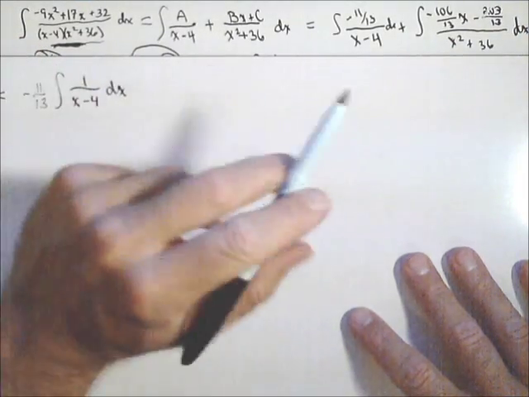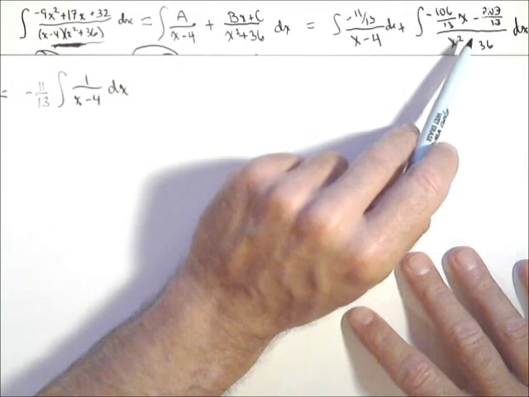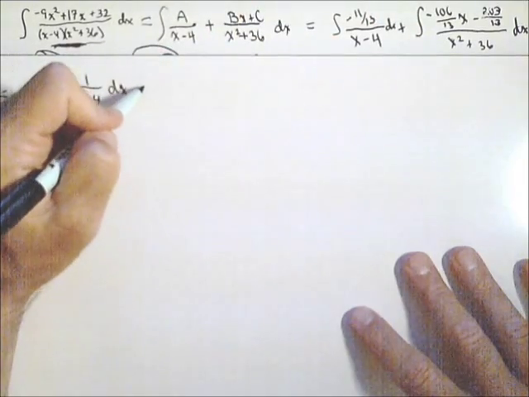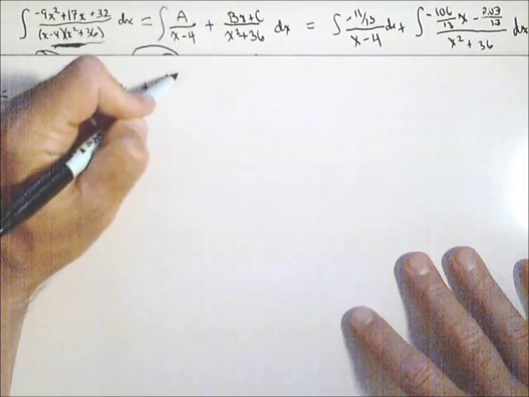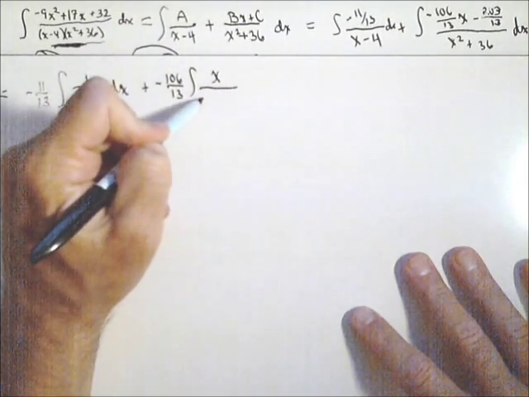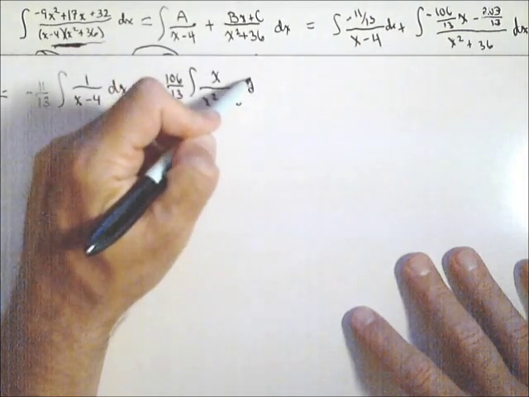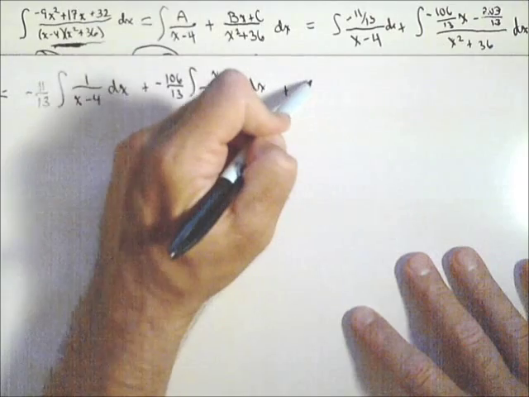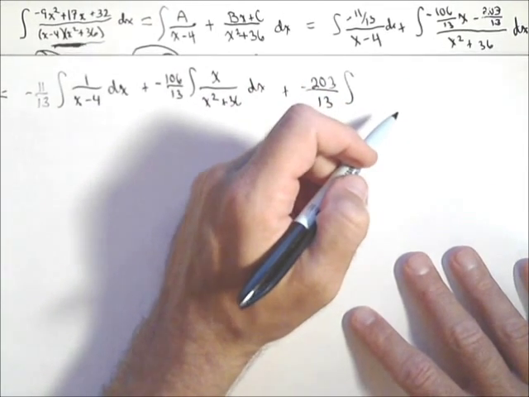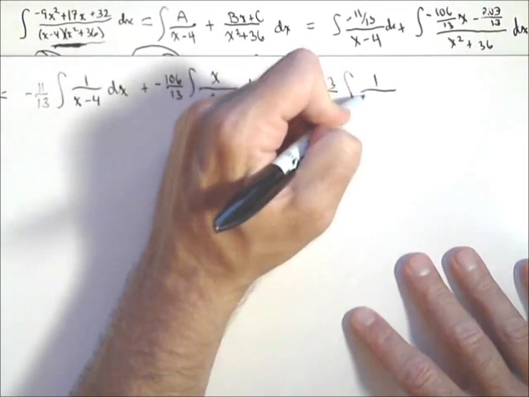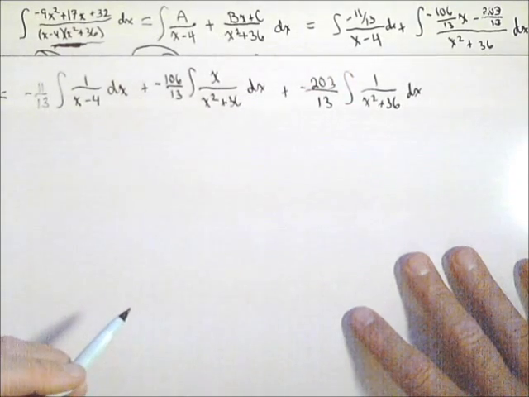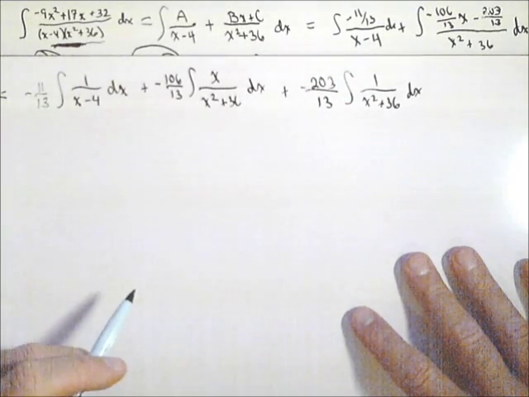Now, what I'm going to do in this second integral is split it up into two integrals to make it easier to deal with. So the first one, and I'm going to pull out the constant, so plus a negative 106 over 13 times the integral of x over x squared plus 36 dx, plus a negative 203 over 13 times the integral of 1 over x squared plus 36 dx. The constants are messy, but these integrals are not bad.